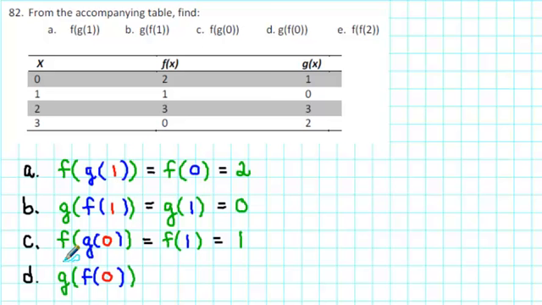For part D, we're asked to find g of f of 0. So first of all, we locate f of 0, and then we substitute its value into g. From the first row, we see that f of 0 is equal to 2. And then from the third row, we see that g of 2 is equal to 3. So g of f of 0 is equal to 3.